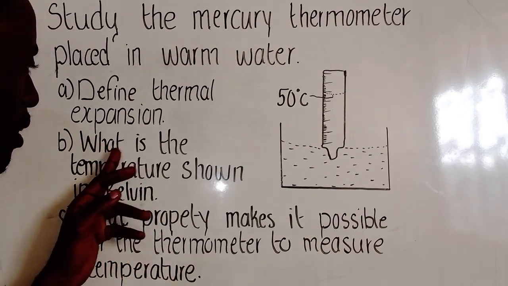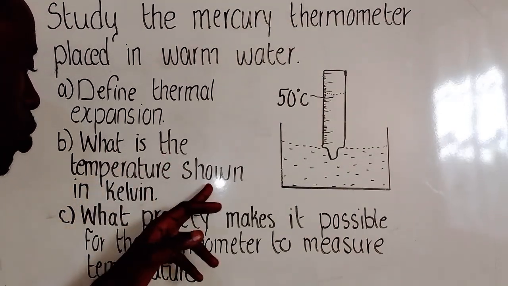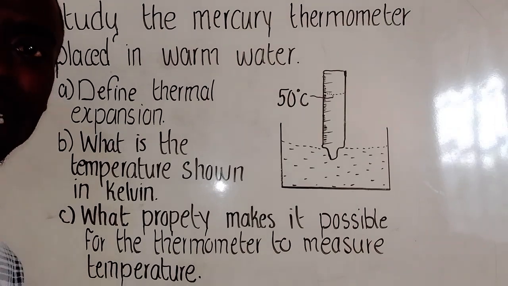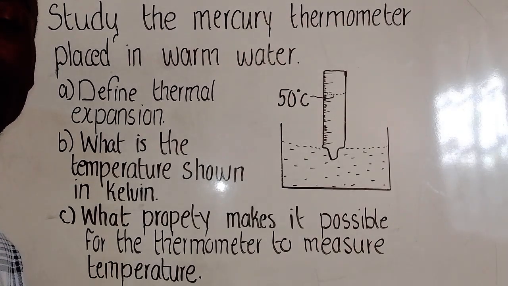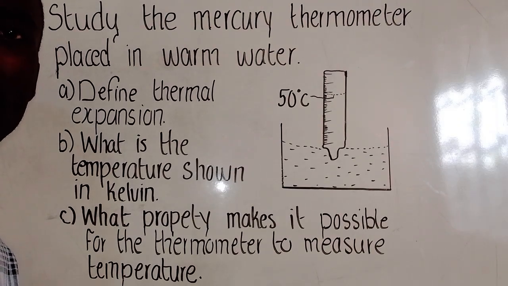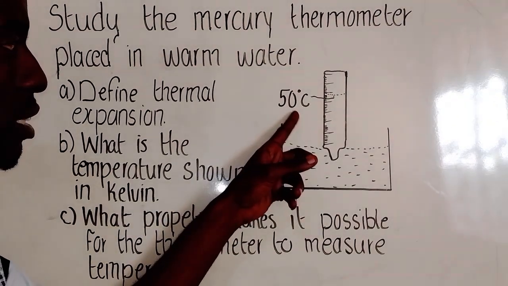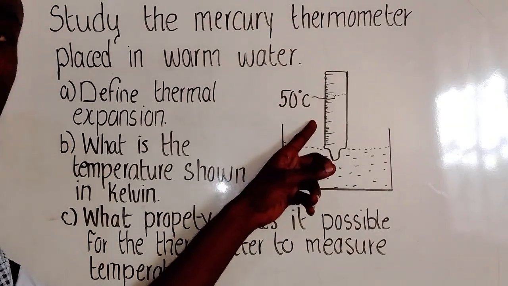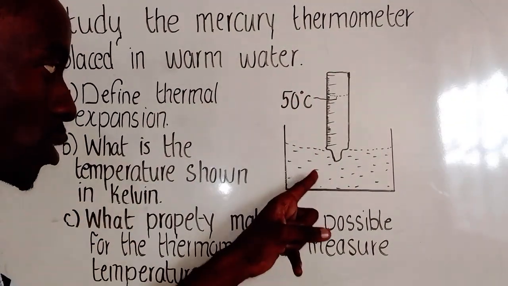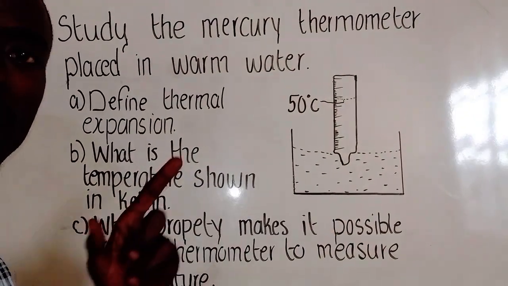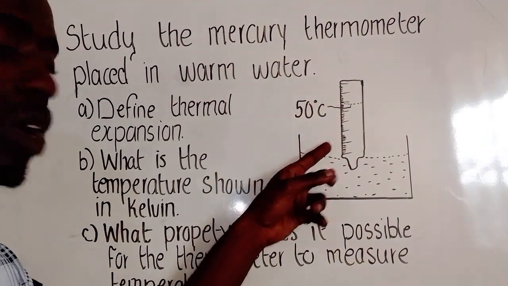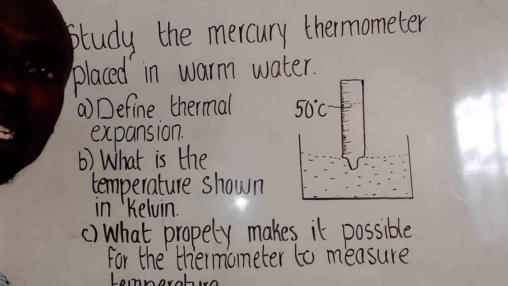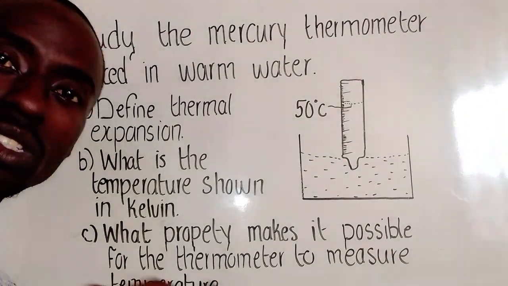Now B, what is the temperature shown in Kelvin? Now you must understand that temperature has units. We have degrees Celsius and Kelvin and so on. Now here, as you can see, the temperature is showing what? 50 degrees Celsius, which was the temperature of the liquid here. Now the question is saying we need to change this degrees Celsius into what? Into Kelvin, because degree Celsius and Kelvin are both units for temperature.